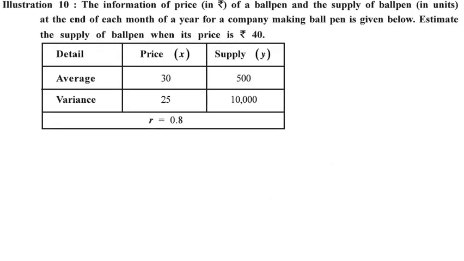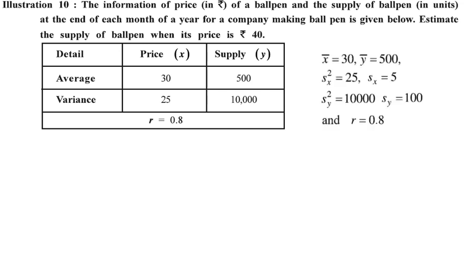Moving on to illustration 10, the information of price of a ball pen and the supply of ball pen at the end of each month of a year for a company making ball pen is given. Now we have to estimate the supply of ball pen when its price is rupees 40. Price is X, supply is Y, average means X bar and Y bar. So X average X bar is 30, Y average Y bar is 500. Variance are S squares. For X it is SX square and for Y it is SY square, and R is 0.8. So in short, it looks like this.